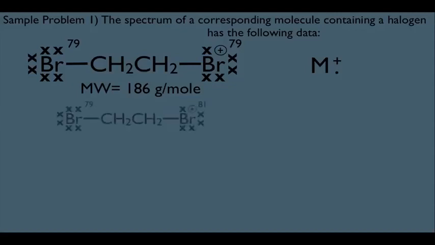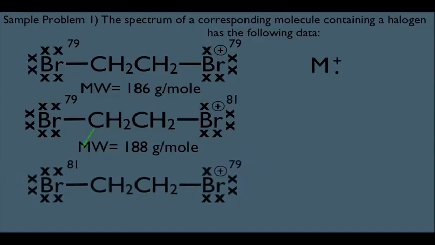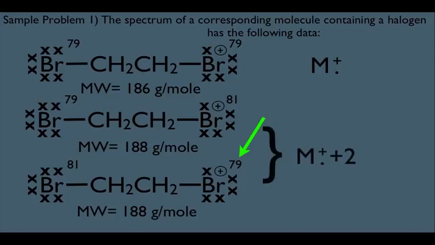However, we also know it's possible to have this molecule, where one of the Brs is 79 and the other Br is 81. If it goes through the mass spec, we should expect to see a peak at 188 grams per mole. But notice there's another possibility here. Instead of the Br on the left being 79 and the Br on the right being 81, we could have the opposite. The Br on the left happens to be 81 and the Br on the right happens to be 79. This ion would peak also at 188 grams per mole, which means either one of these could correspond to the M+2 peak.